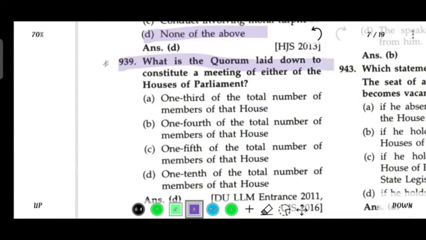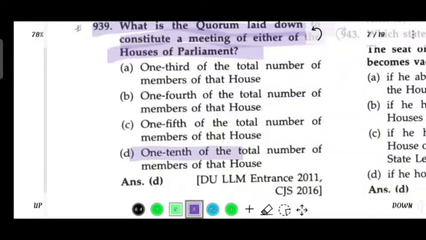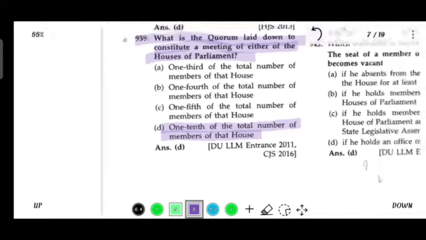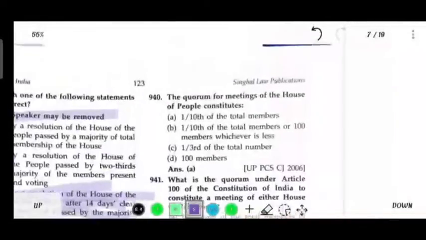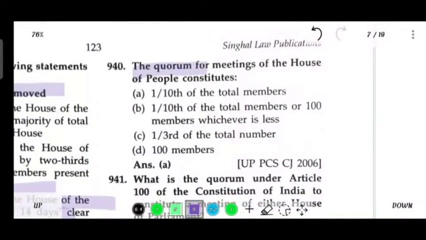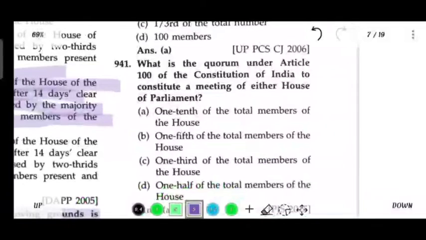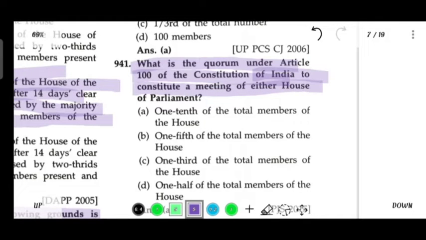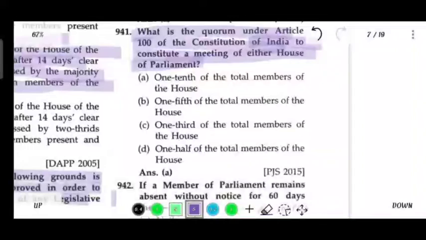What is the quorum laid down for constituting a meeting of either House of Parliament? 1/10 of the total number of the members of that House. The quorum for the meeting of the House of the People constitutes 1/10 of the total number. What is the quorum under Article 100 of the Constitution of India to constitute a meeting of either House of the Parliament? 1/10 of the total members of the House.